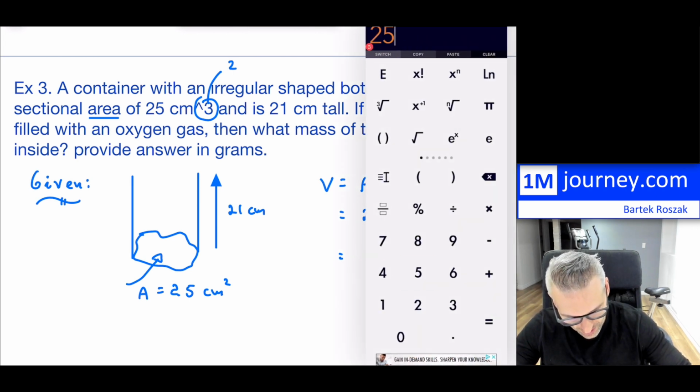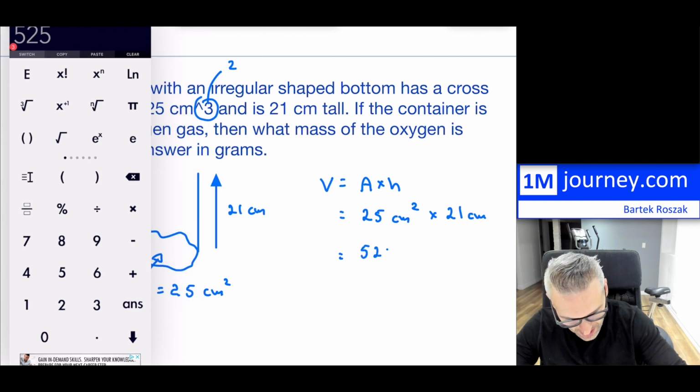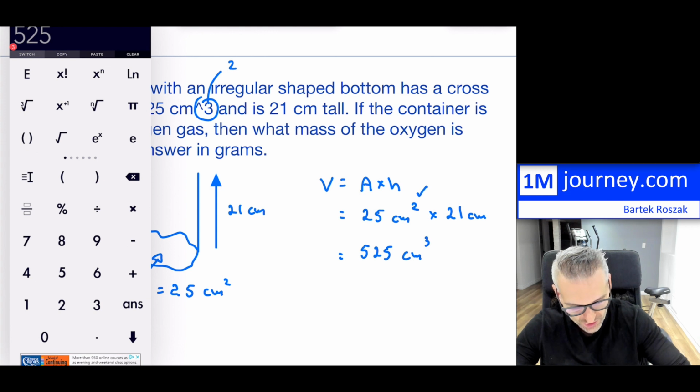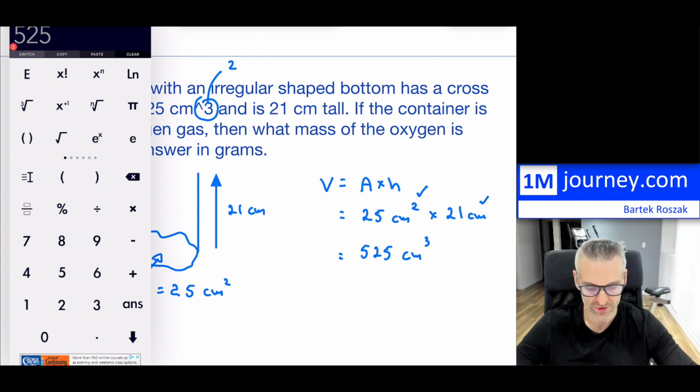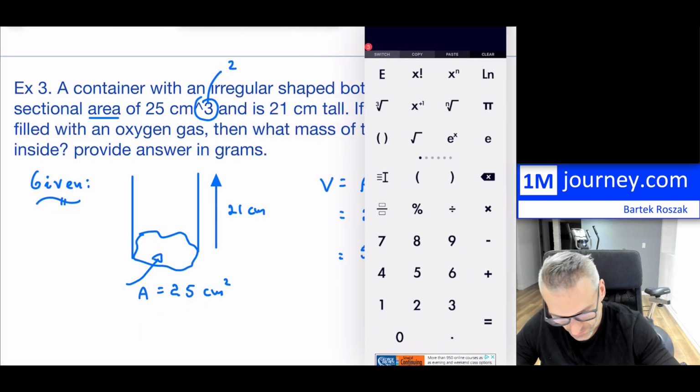I'm not going to do any kind of rounding in here at all. I'm going to just leave it for the moment because it's not my final answer. Now it's centimeters cubed because centimeters squared times centimeters is centimeters cubed for the volume. Now let's see what else they gave us.